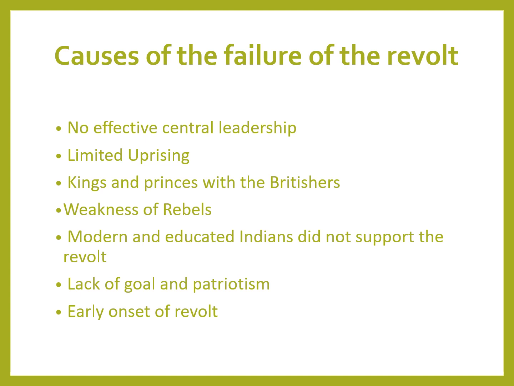The major thing was the early onset of revolt. Actually, 31st May 1857 was fixed for the onset of the mutiny, but accidentally it began on 29th March 1857. Because of it, the revolt did not become as successful as they thought. Mr. Malleson, one of the historians, noted that if the mutiny had begun on the fixed date all over India, definitely the rule of the East India Company would have come to an end at that time. So these were the causes of the failure of the revolt of 1857.